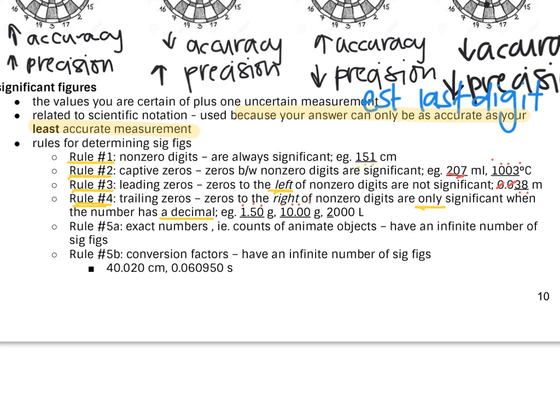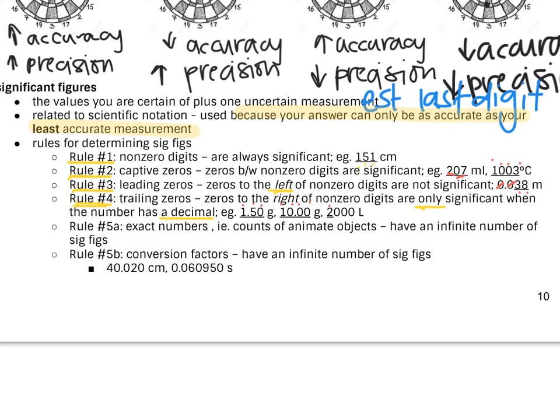But the last example is just 2,000 liters. No decimal. So this one is only going to have one significant figure. That 2 is the only meaningful number there, because for those other two, there's a chance that this could have just been an estimation or something. And so these digits are not as meaningful to us in making sure that our measurement is meaningful.